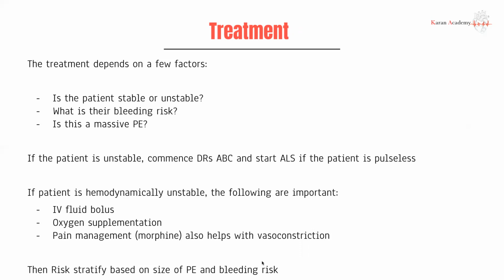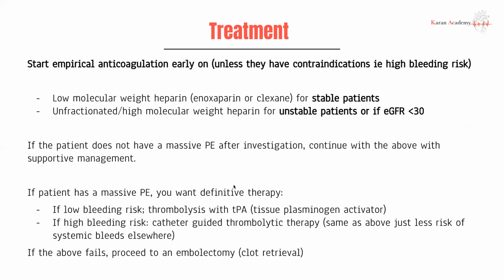Next, so those are the unstable scenarios. So next we have a patient who is stable, so they aren't collapsing, they're not hypotensive, not tachycardic. They can be a bit tachycardic, but they're otherwise fine, they're stable. You want to start them on empirical anticoagulation, which is going to be your low molecular weight heparin or enoxaparin or clexane, right? You can use unfractionated or high molecular weight heparin for unstable patients, or if their eGFR is less than 30, right? What is the difference between those two? We'll get to that in a quick second, but remember, low molecular weight heparin is your go-to.